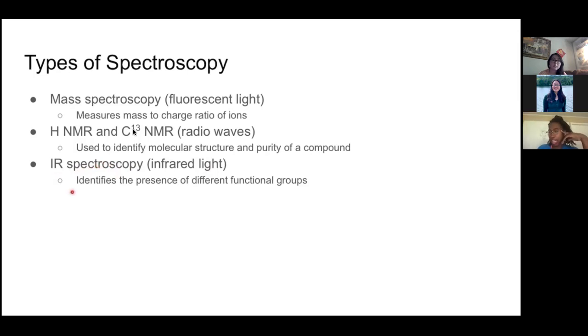Next, we have IR spectroscopy, which, as I have mentioned a couple times already, uses infrared light, and it is used to identify the presence of different functional groups. That can be pretty helpful because if you see, oh, my product in this reaction has these functional groups, and the product I was supposed to have also has these functional groups, that might indicate, okay, I did this reaction correctly. I have the product that I'm expecting to have.